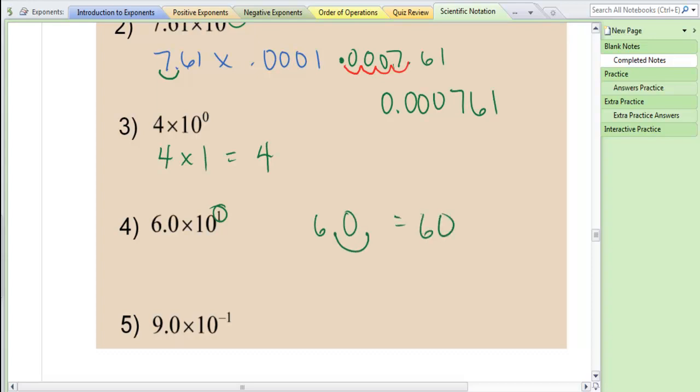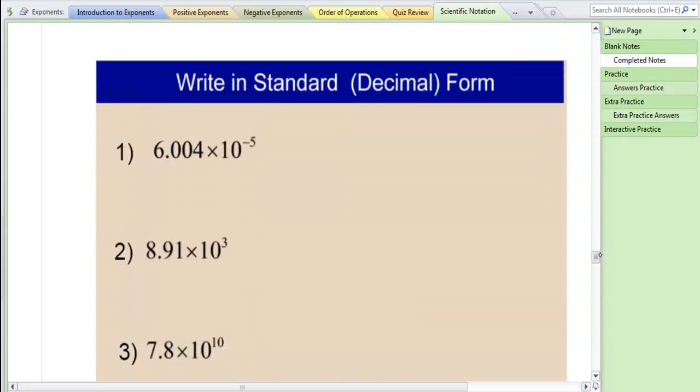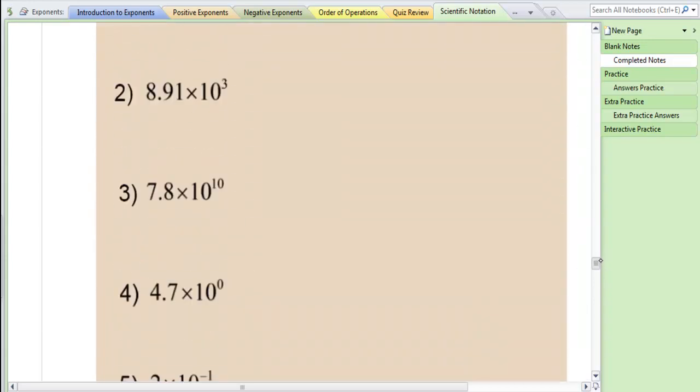And then the last one, 9.0 times 10 to the negative 1st. How many places do we move our decimal? We move it 1 place value, and we're going to make the number bigger or smaller? Smaller, so we're going to move it 1 place, so this becomes 9/10. Now I'd like you to go to the next page and try numbers 1 through 5 there.